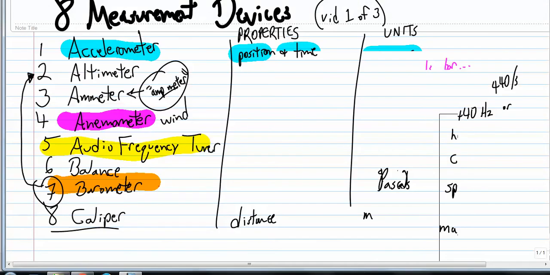That's in meters. I'm 8.5 minutes plus in. I think that's a good place to stop with this first video of 3 measurement devices.